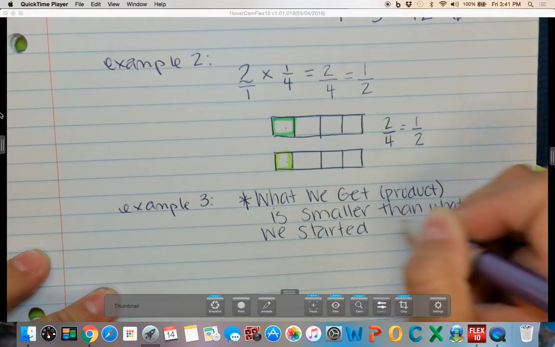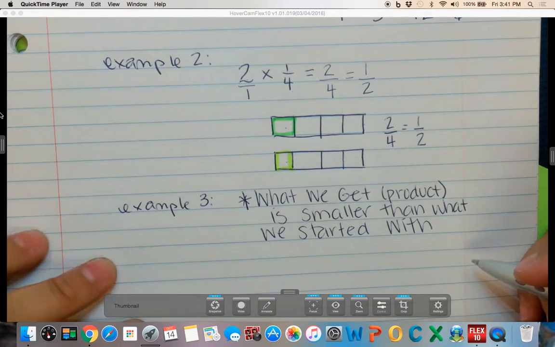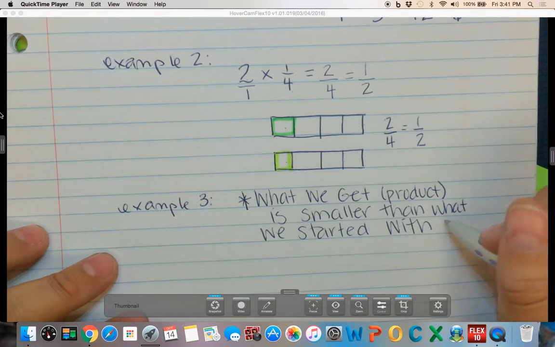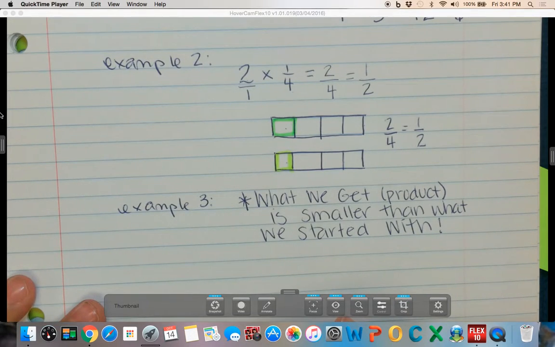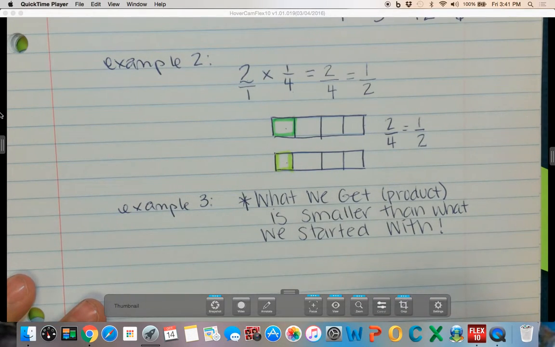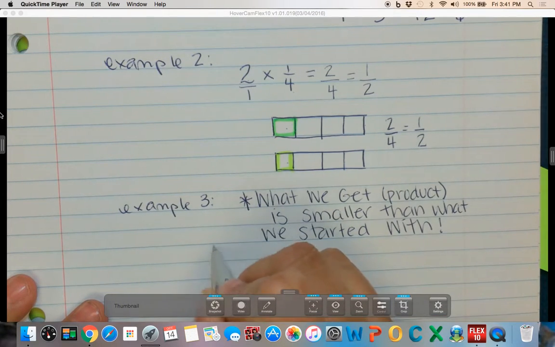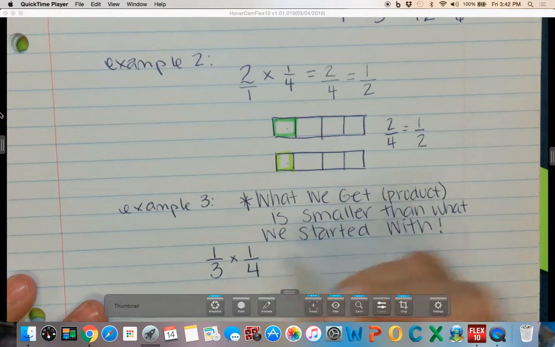What we get is smaller than what we started with when we multiply fractions. Okay, question number 3. We are going to do 1/3 times 1/4.